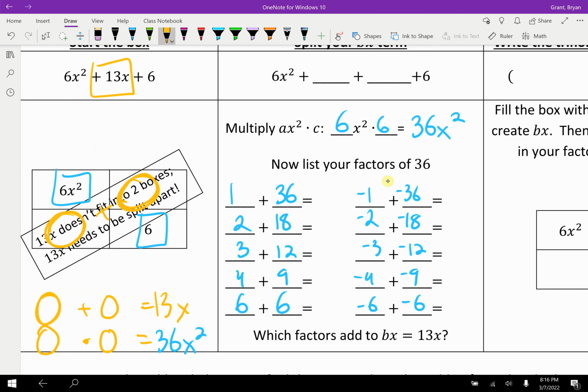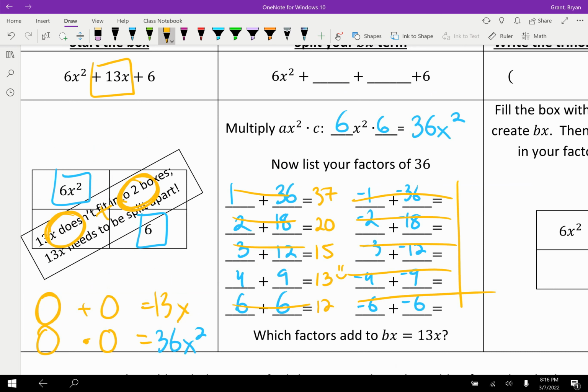Certainly it's none of the negatives, right? Can't be any of those. Those all add to equal a negative. Let's look at the positives. 37. This one is 20. 15. This one is 13. Oh, hey-oh, 13. That's what we want. That one's 12. So 13 has got to be our answer. That means we're going to split 13x into 4x and 9x.